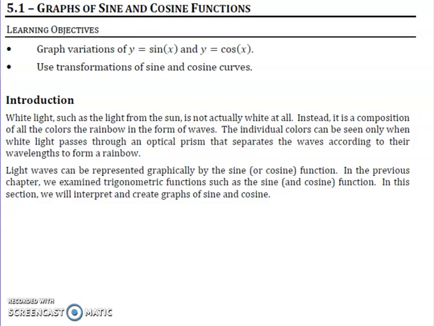In the previous chapter, we examined trig functions such as the sine and the cosine function. We also talked about tangent, cotangent, secant, and cosecant. In this section, we're going to be focusing specifically on sine and cosine and interpreting and creating their graphs.